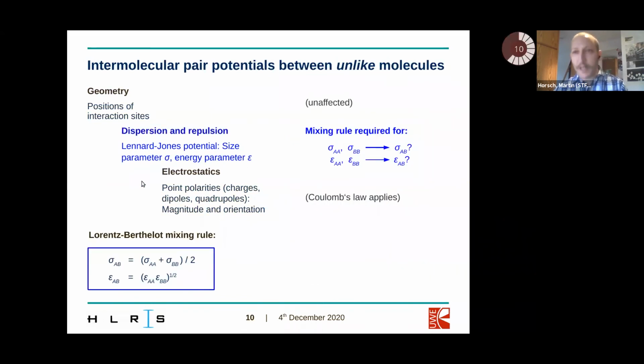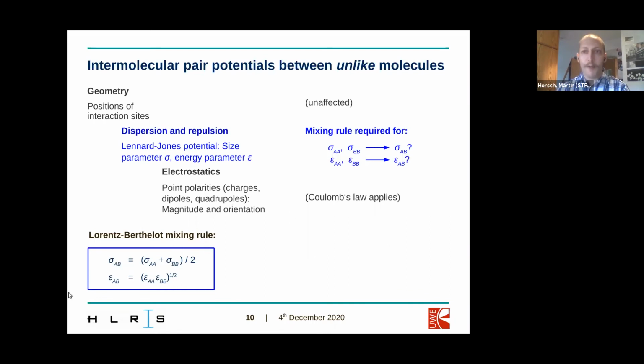Now, if we go to a mixture, electrostatics combines straightforwardly, because the Coulomb interaction applies equally between sites that belong to equal molecules and to different molecules. For the Lennard-Jones potential, that is not so straightforward. If you have the parameters for component A and component B, how do you go over to the unlike interaction? For this, mixing rules are available.